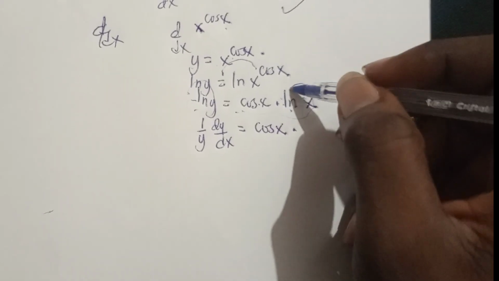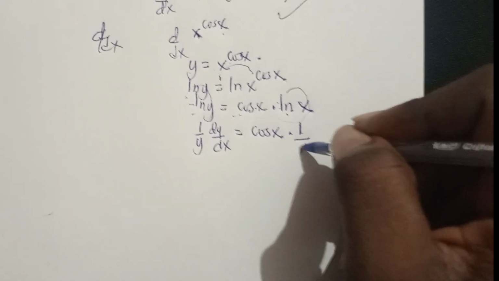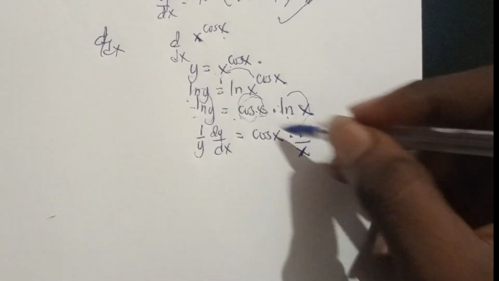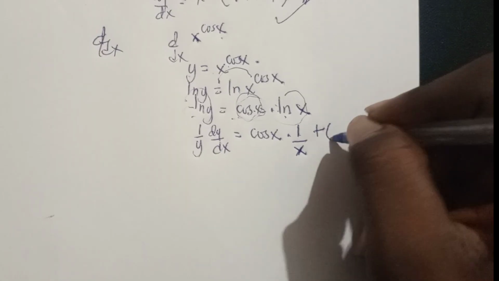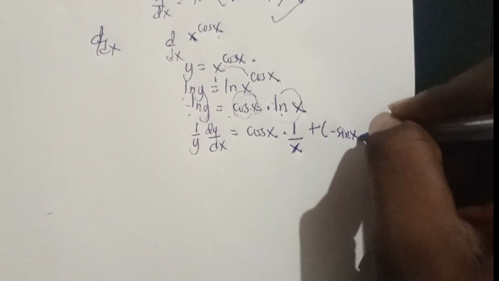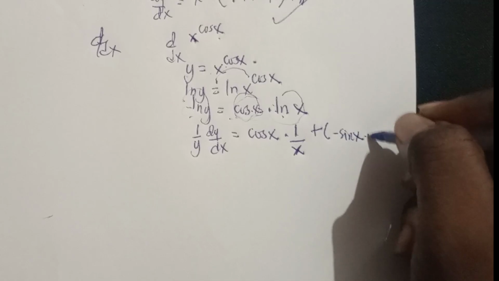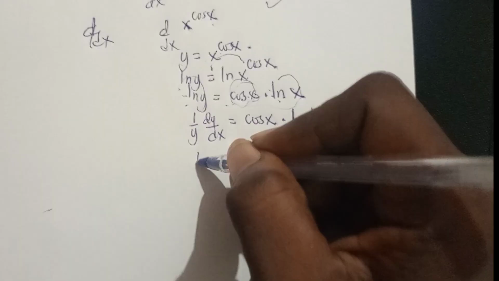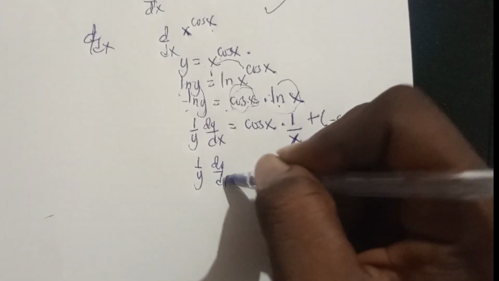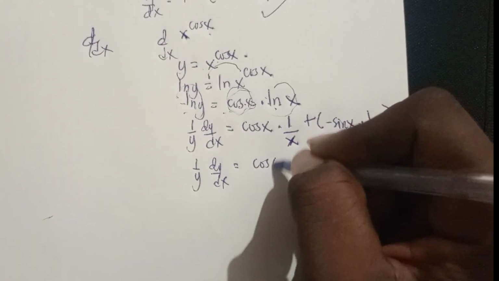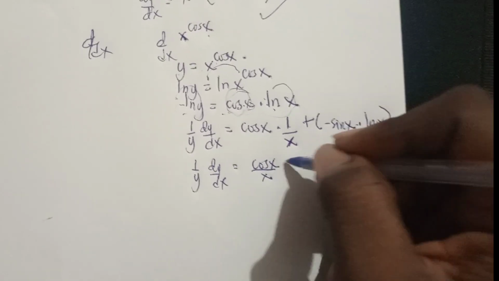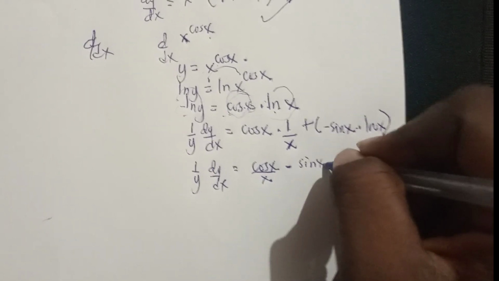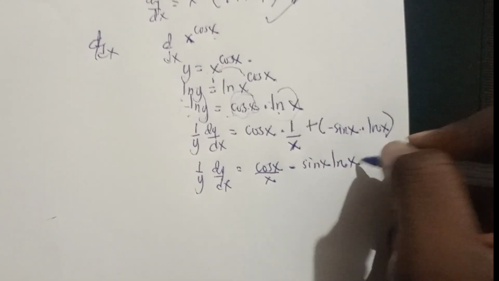Then you differentiate natural log of x. Good. Now we can differentiate cos x. When you differentiate cos x, you get negative sine x, and we are going to maintain natural log of x. So multiplying natural log of x. From here we can say 1 over y dy/dx is equal to cos x over x minus, over here it's now left with sine x multiplying natural log of x.